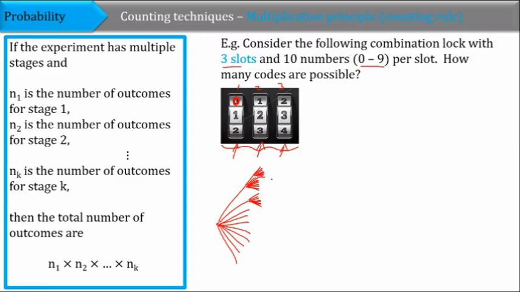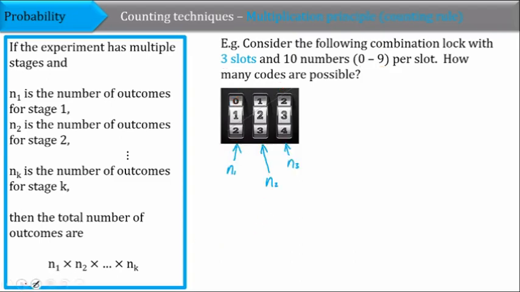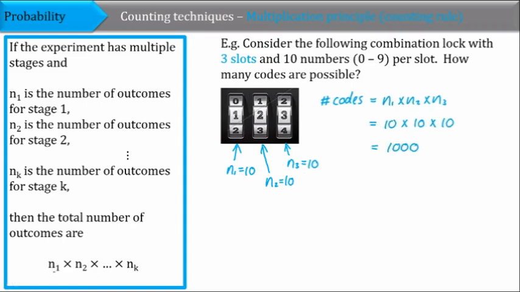And for the third part, there's also 10. So that means each of these will have 10. So you can see that it becomes really impractical to draw. So what we'll do is we'll identify the 3 stages. We'll see how many possible outcomes we have for each, and the number of codes will simply be the product of those 3 values. That will just be 10 times 10 times 10, which gives us 1,000.